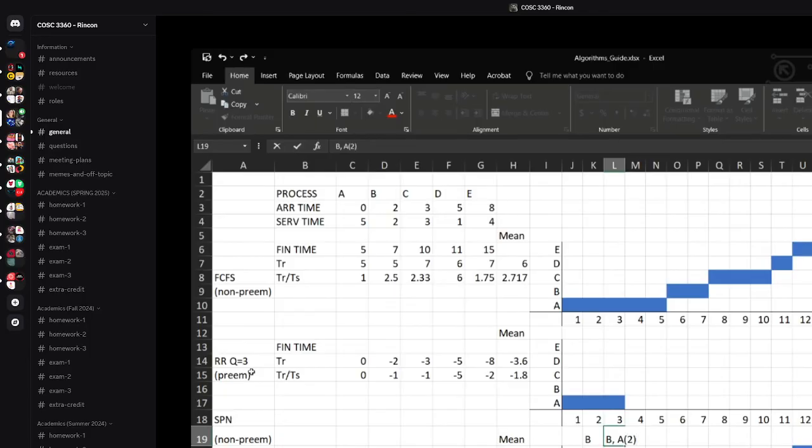Okay? But here's where it gets a little bit confusing. At time 3 as well, C actually arrives. So we do actually need to insert C first. I know I explained that really poorly, but again, at this time, C enters at the arrival time of 3. So C needs to go first, and then we're going to put A back into the queue, just like a round robin style.